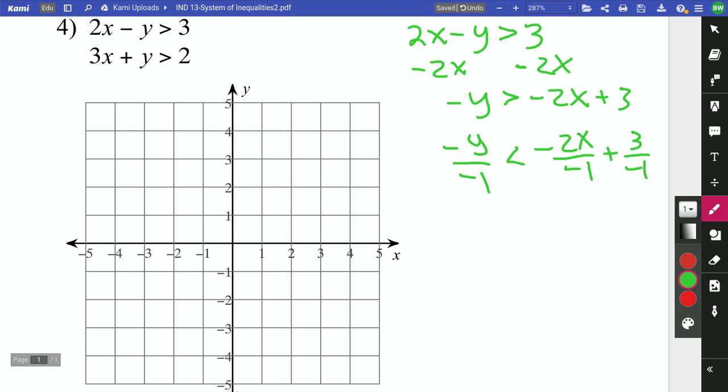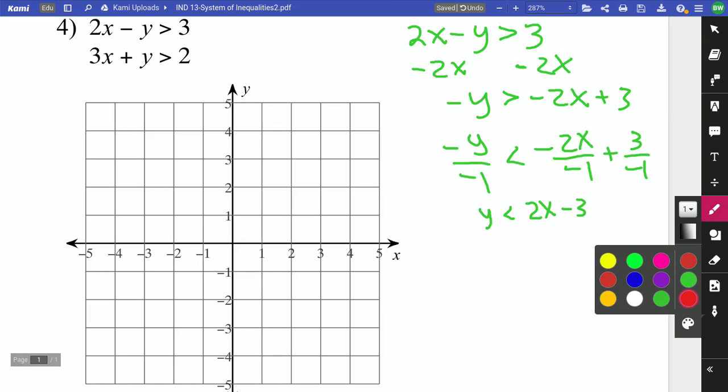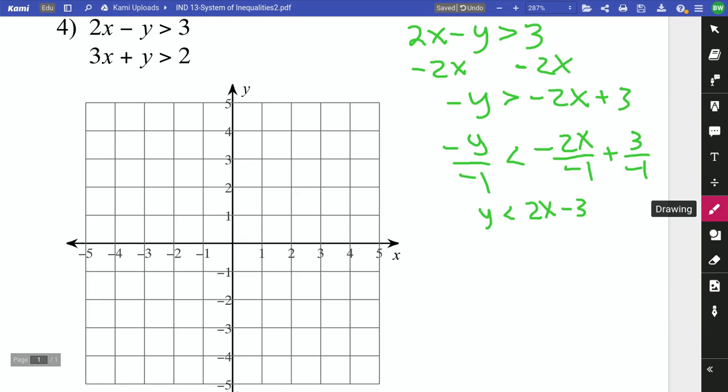And so now we go ahead and do this simplification, and we do have y on the left, and that's less than, and this just becomes positive 2x, right? And then minus 3. Okay? So that's that one. And before we graph it, let's go ahead and put the other one in slope-intercept form as well.